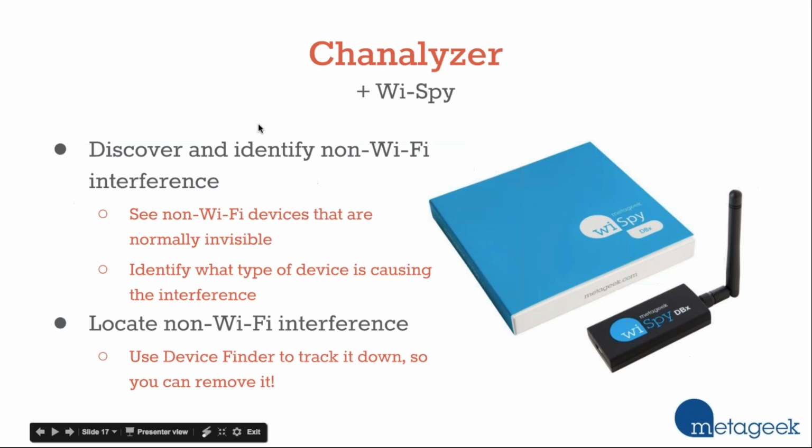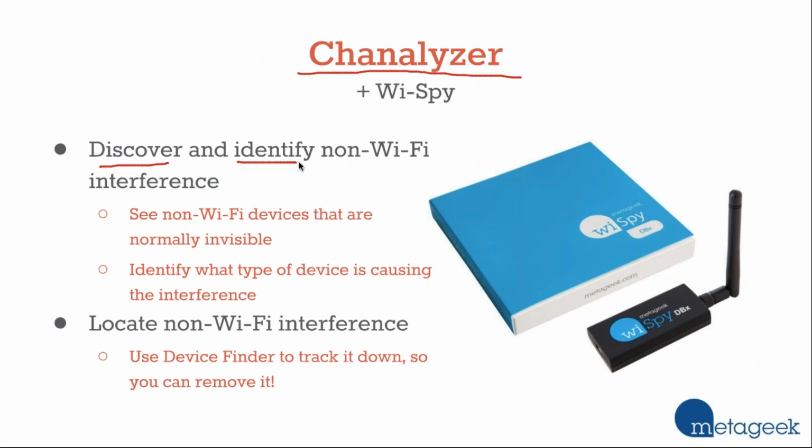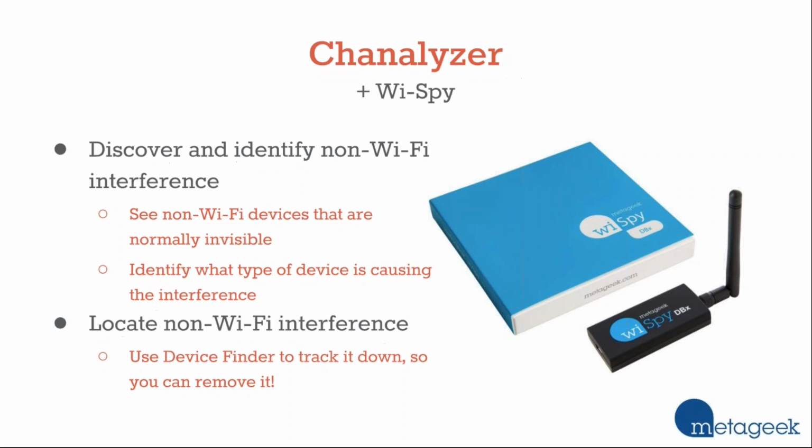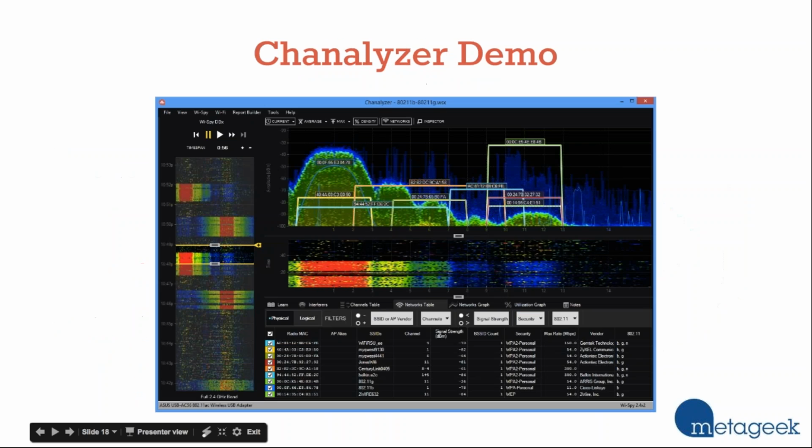And so the tool for that is Chanalyzer and the Wi-Spy. With Chanalyzer, think of this as a more advanced version of inSSIDer Office. With this tool, you can discover, identify, and get rid of non-Wi-Fi interference. You can see non-Wi-Fi devices that are normally invisible. You can identify what type of devices is causing interference. You can locate the non-Wi-Fi interference physically and use the device finder function to track it down and actually get rid of it. And so with that, let's go ahead and take a look at Chanalyzer in a live demo.